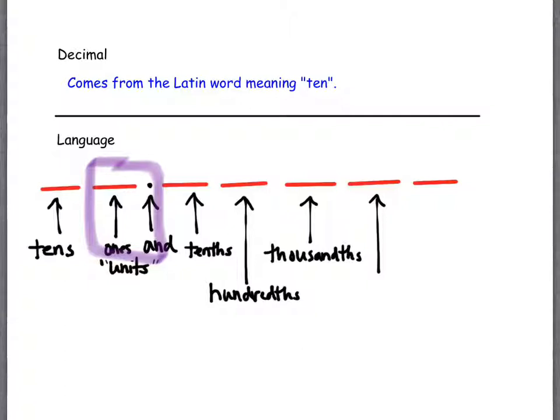After the thousandths is the 10,000ths. Sometimes that trips people up. The last one that I've got drawn up here would be the 100,000ths.